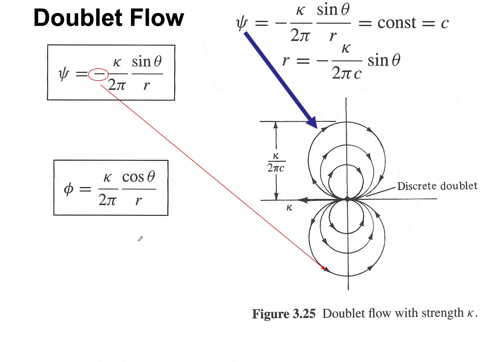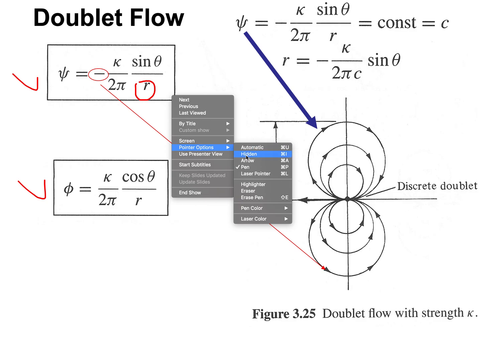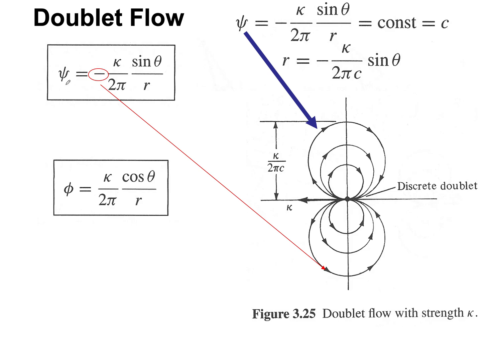So that's our doublet flow. So let's look. This is the stream function, and this is the velocity potential for a doublet. Let's try to plot one of those lines. In fact, no, we want to set psi, forget about that, let's just erase that pointer. Erase pen. We want to see what a constant streamline looks like.